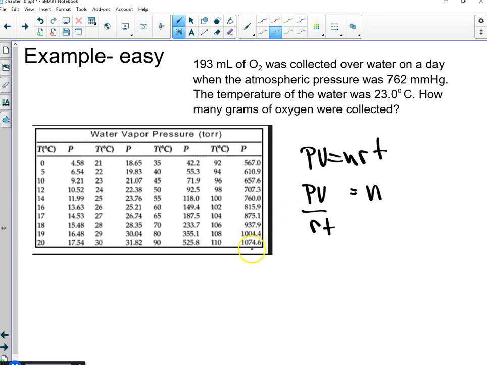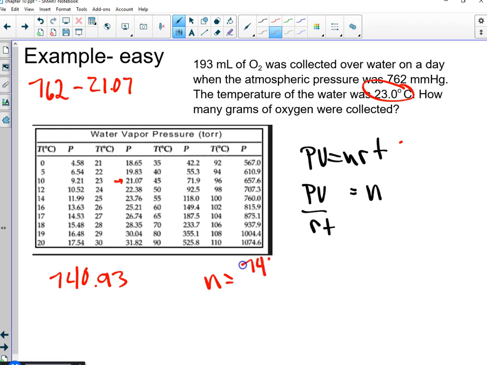Since this is collected over water, I have to take my 762 and subtract the vapor pressure of water at those degrees Celsius. So at 23, I look over, and it's 21.07. That gives 740.93. And now I'm just ready to go. n equals that number divided by 760, by the way. So that's just the P. I'm just putting it in fraction form.